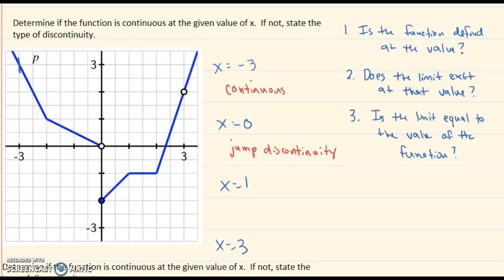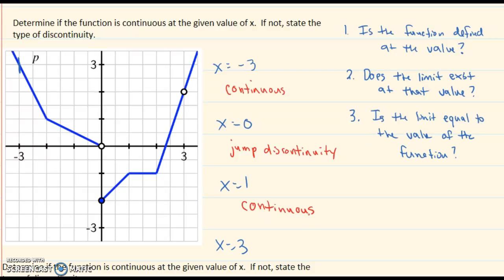So it's changing functions really, really fast. At x equals 1, there is definitely a value here at 1. And if I approach from the left or the right, I get that exact value, which would be -1. So that's considered a continuous function.